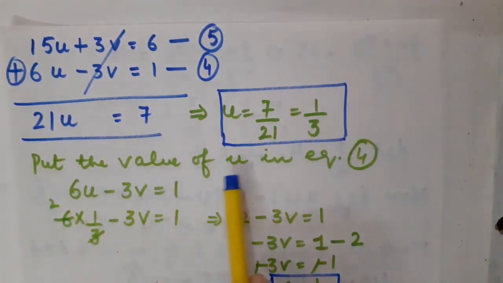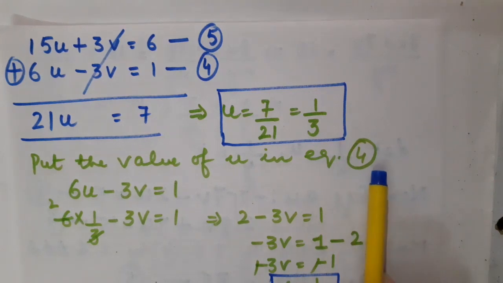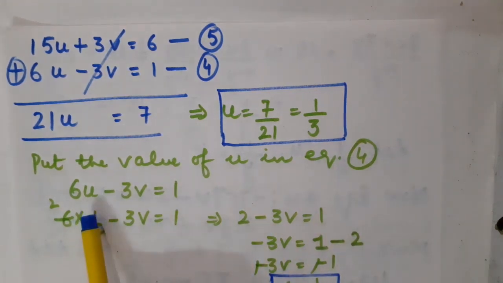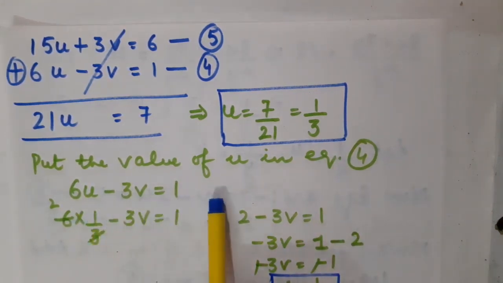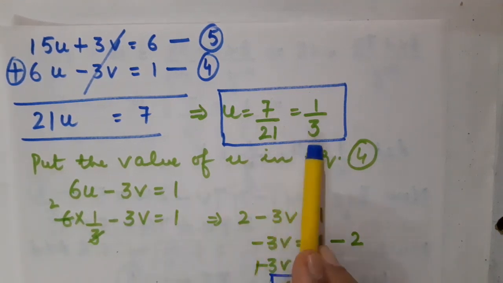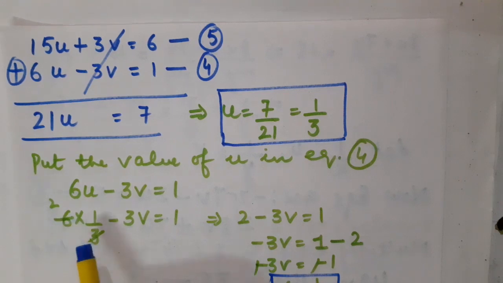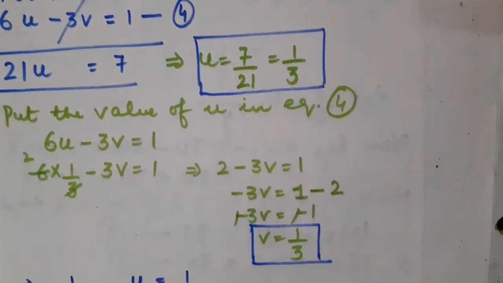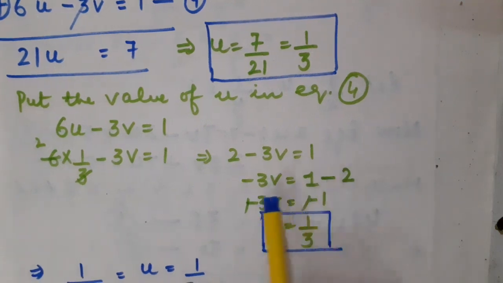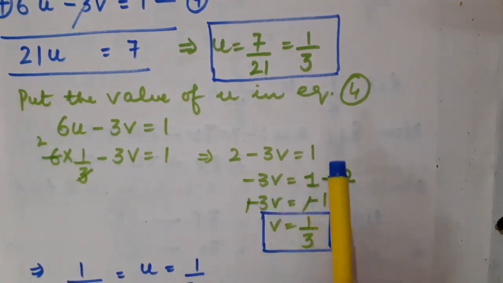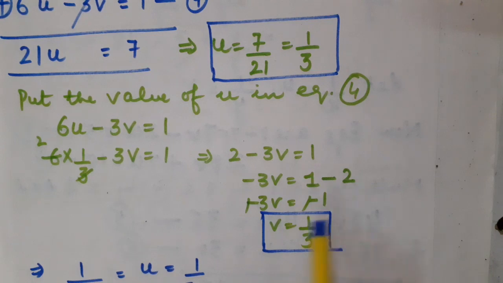Now I am going to substitute the value of u in equation number 4. This is equation number 4, 6u minus 3v is equal to 1. So 6 into, in place of u I have put here 1 upon 3. They are going to be cancelled. So I have got 2. 2 minus 3v is equal to 1. So minus 3v is equal to 1 minus 2. That is minus 3v is equal to minus 1. So what will be the value of v, children?